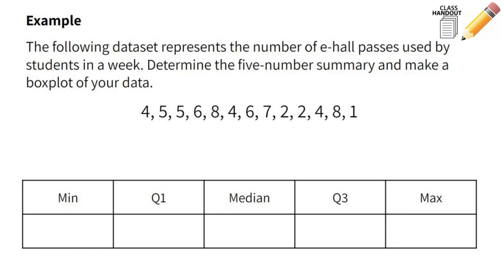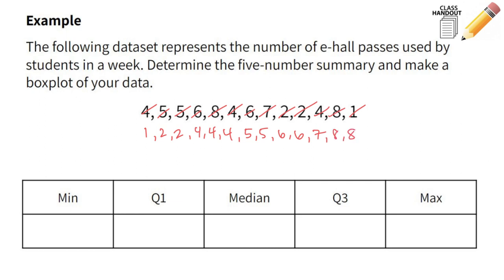So starting with the smallest number, it's going to be 1. Then we have 2 2s. Then we have, let's see, 4s, 1, 2, 3. Then we have 2 5s. Then we have 2 6s. Then we have 1 7. And then we have 2 8s.